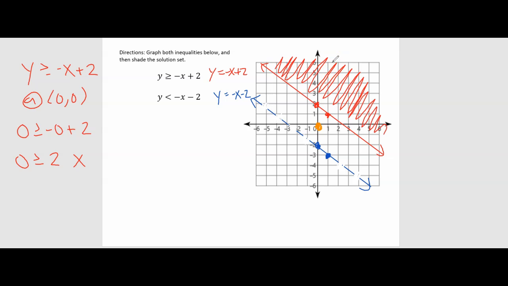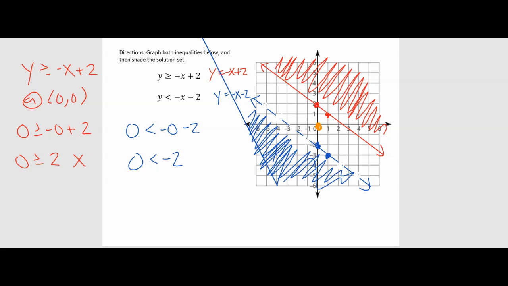And for blue, I get 0 is less than negative 2, which is also false, right? So I'm going to shade the opposite side of the test point here as well.